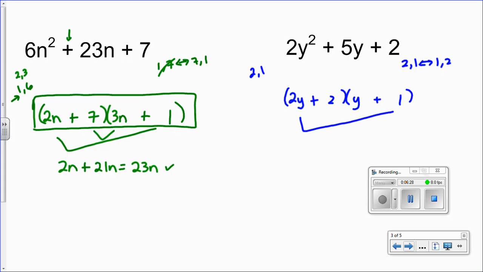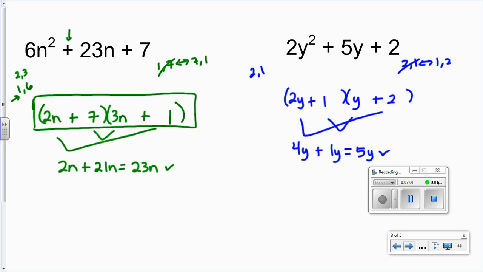So my outer is 2y. My inner is 2y. But that equals 4y. That's not what I want. So it's not 2 and 1. Let's check 1 and 2. So my outer is 4y. My inner is 1y. That does equal 5y.